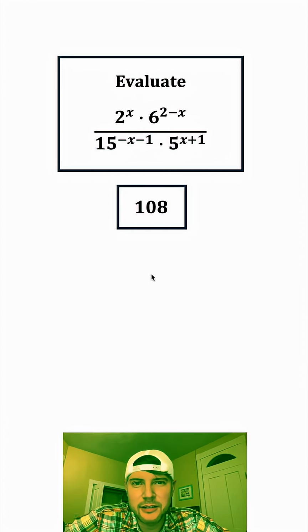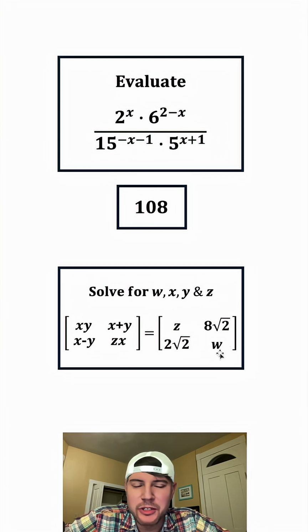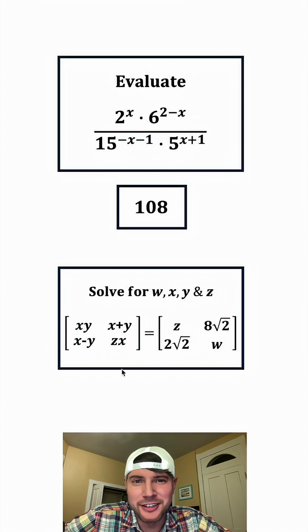How exciting. And here's tomorrow's question. It wants us to solve for w, x, y, and z. And we're given a 2 by 2 matrix is equal to another 2 by 2 matrix. I think it's going to be a 4 by 4 system of equations. You're not going to want to miss this one. How exciting.